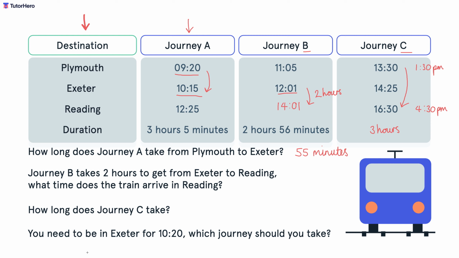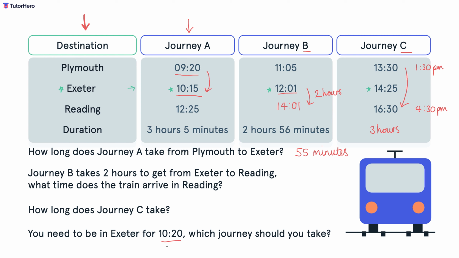And finally, you need to be in Exeter for 10:20. Which journey should you take? Let's take a look at the timetable. So here we have the destination Exeter, and all the times for arrival in Exeter. Journey A arrives in Exeter at 10:15. Journey B arrives in Exeter at 12:01, and Journey C arrives in Exeter at 14:25.